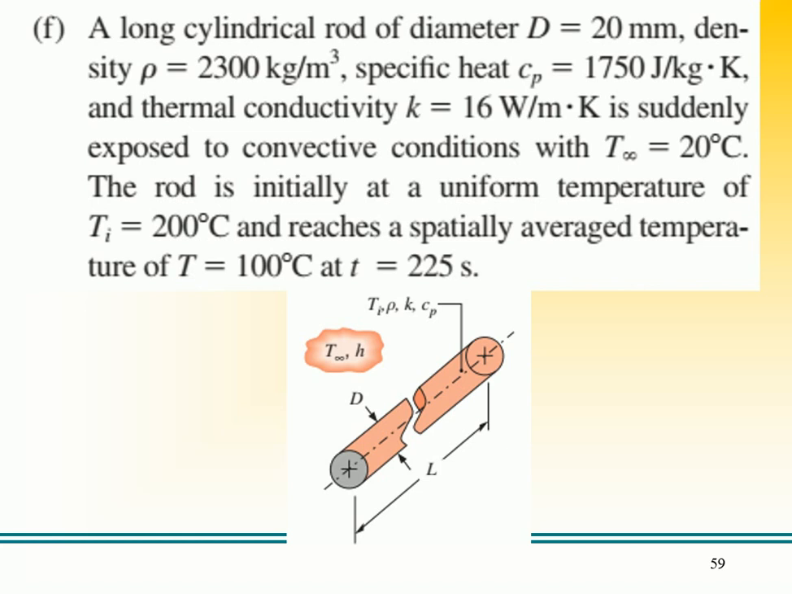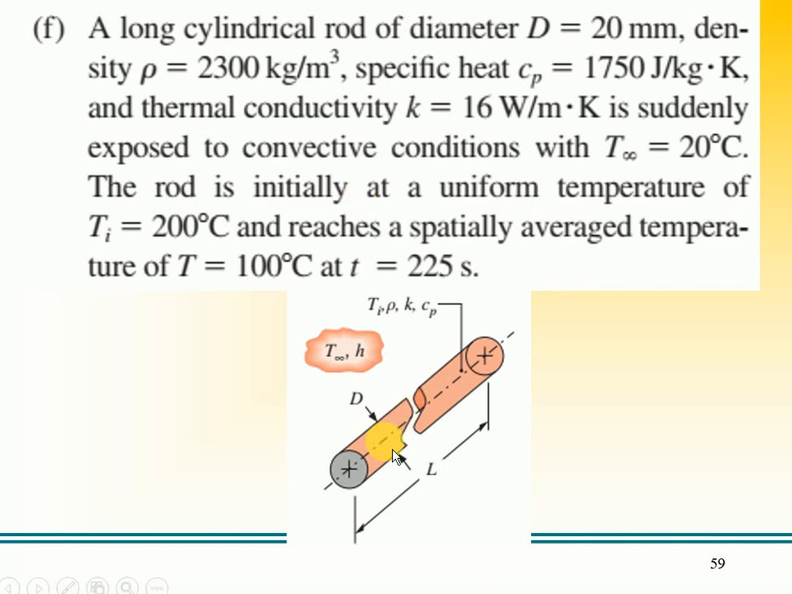The next is a long cylinder rod of diameter 20 millimeter. Density is of course 2300 kilogram per meter cube. Specific heat, or C, I think Cp, in the case of a solid there is only specific heat, there is no Cv and Cb. So 1750 joules per kilogram Kelvin, and thermal conductivity K is 1600 watt per meter Kelvin. It is suddenly exposed to a convective environment with T infinity equal to 20 degrees Celsius. The rod is initially at a uniform temperature of 200 degrees Celsius and reaches a spatially average temperature of 100 degrees Celsius at t equal to 225.